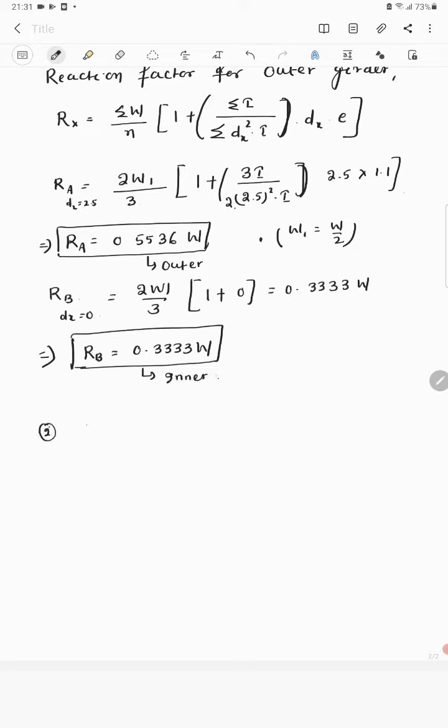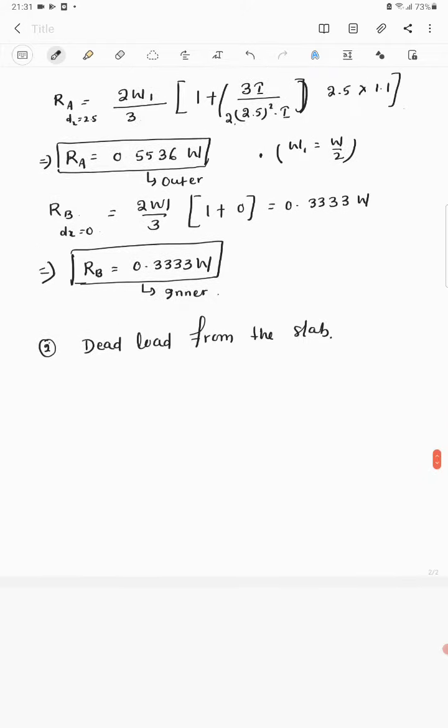Next we will calculate the dead load from the slab. While considering the longitudinal girder, we have to consider the load of the slab. So let's draw the figure.